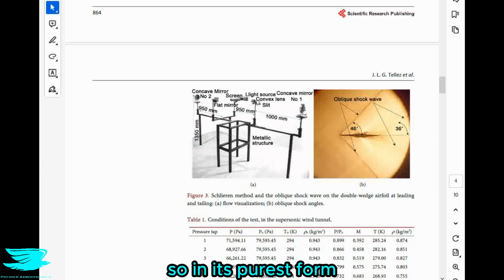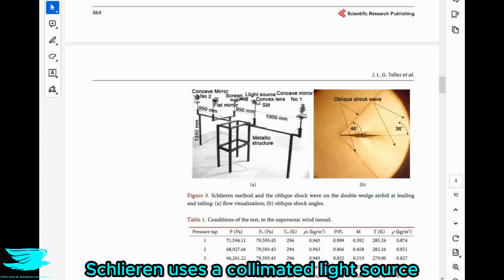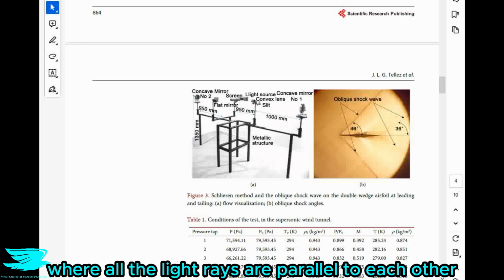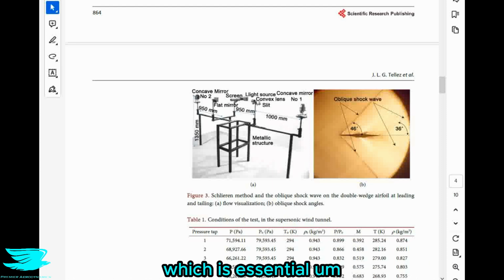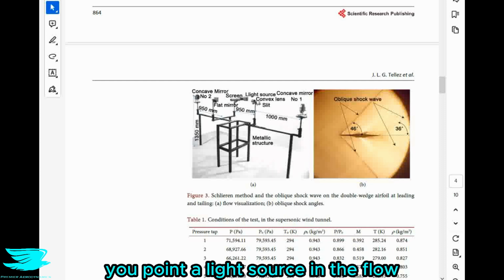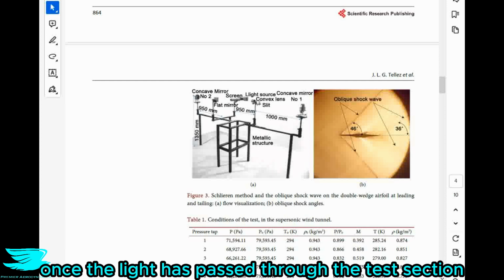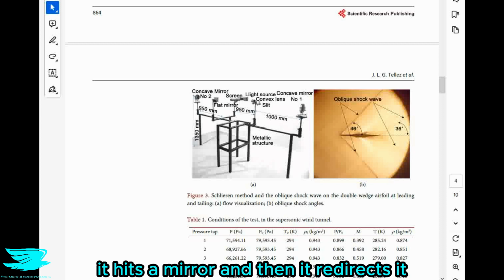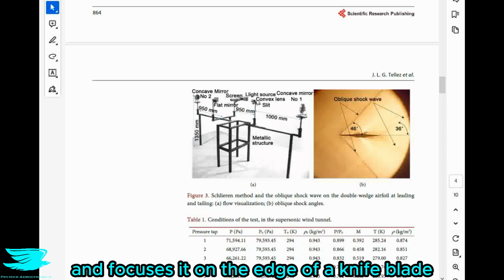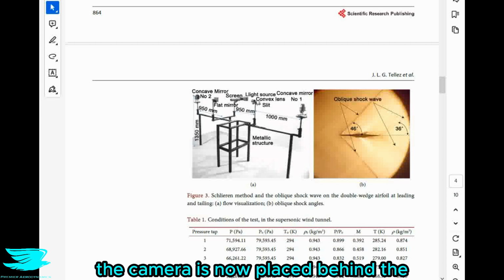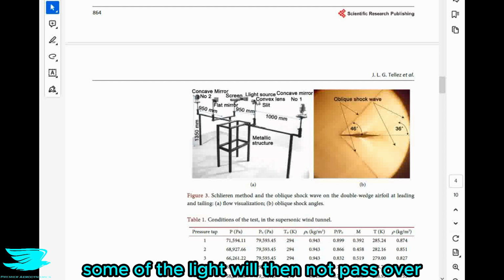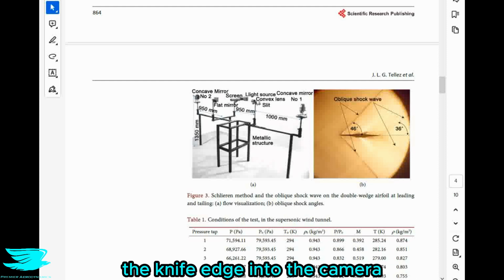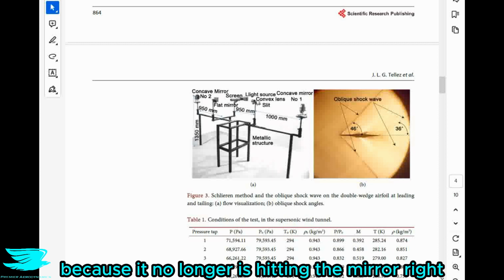So in its purest form, Schlieren uses a collimated light source, which is one where all the light rays are parallel to each other. However, in modern times, we use a slightly different setup, which is essentially just like you point a light source in the flow, then once the light has passed through the test section, it hits a mirror, and then it redirects it and focuses it on the edge of a knife blade. The camera is now placed behind the knife blade because different flow velocities refract the light a different amount. Some of the light will then not pass over the knife edge into the camera because it no longer is hitting the mirror right.